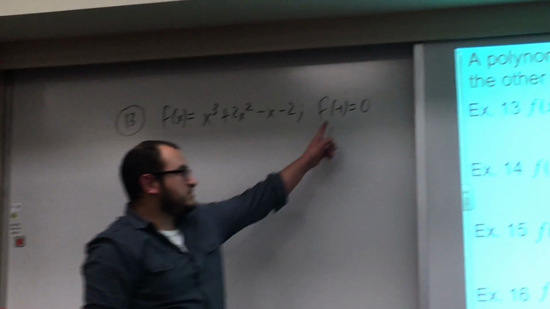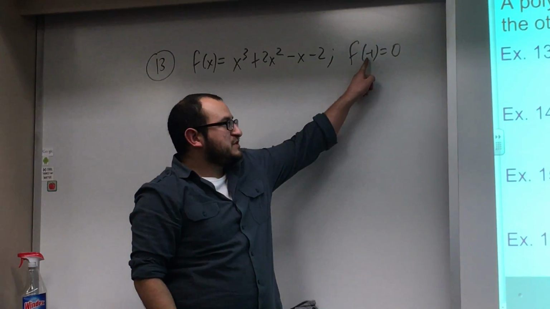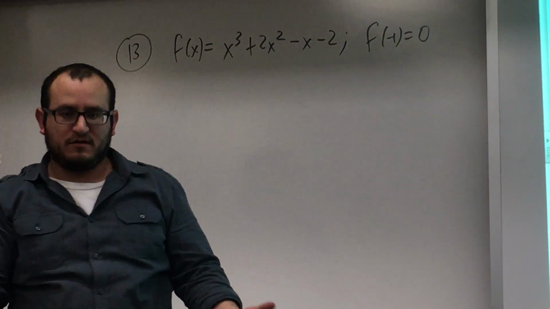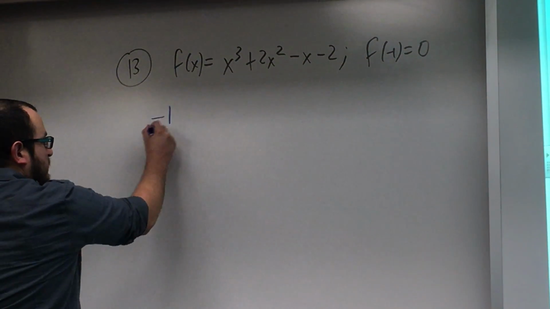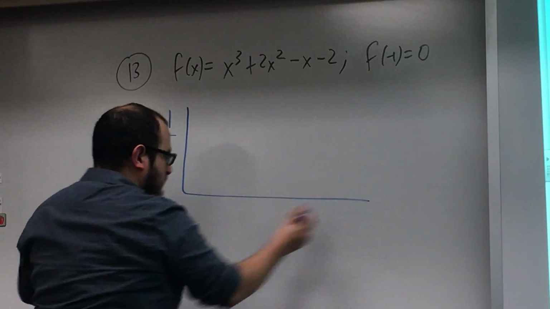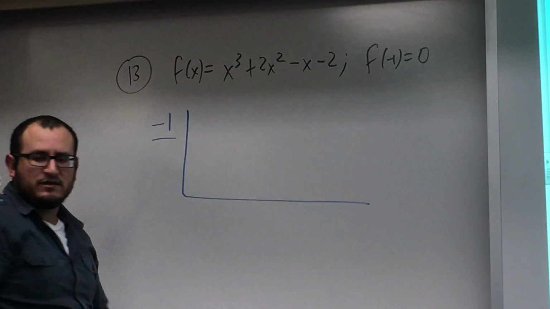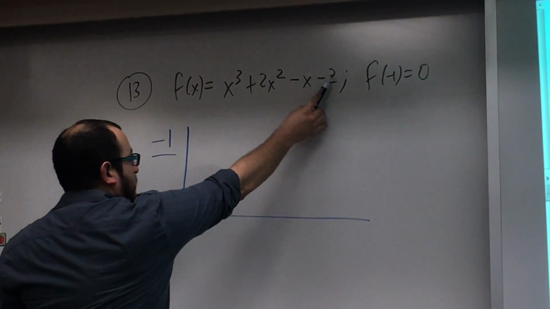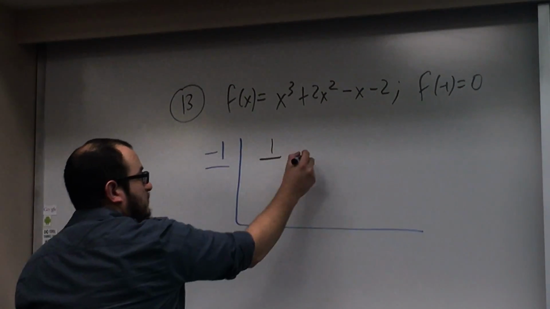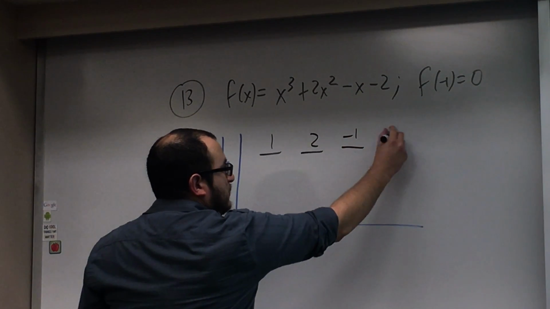Alright, so this is just using the factor theorem, which you could go back to the slide and look at. It's pretty much telling you that if you were to plug in negative 1, you would get 0. Okay, so let's go ahead and put negative 1 here. And you look at your polynomial, is it in standard form? And it is. It's 3, then comes 2, then comes 1, and this is 0. So it's going to be 1, positive 2, the leading coefficients, negative 1, negative 2.